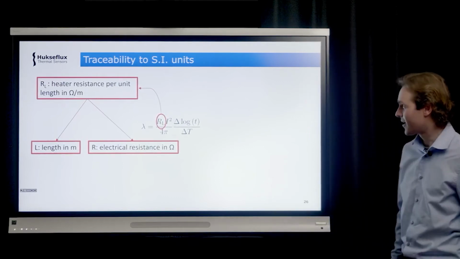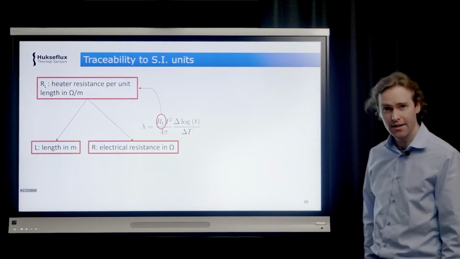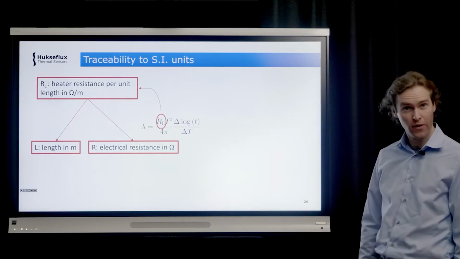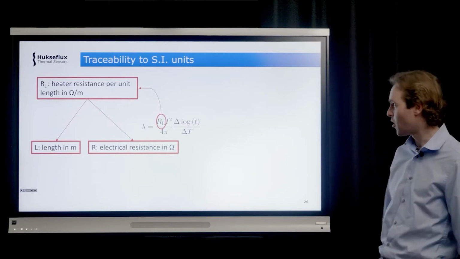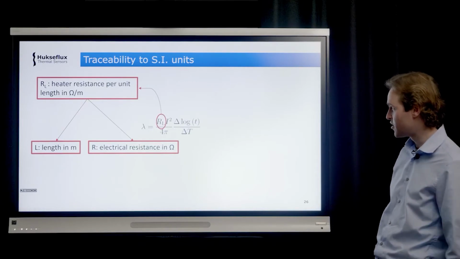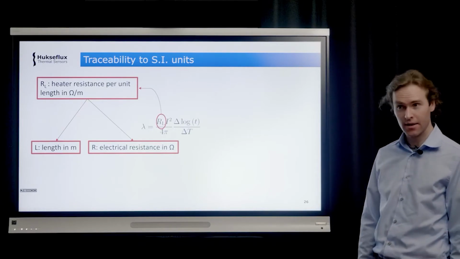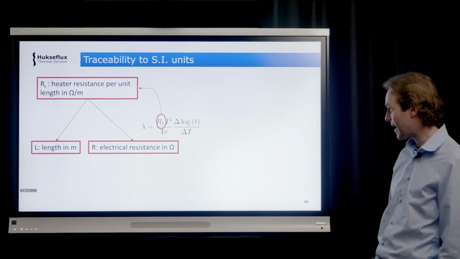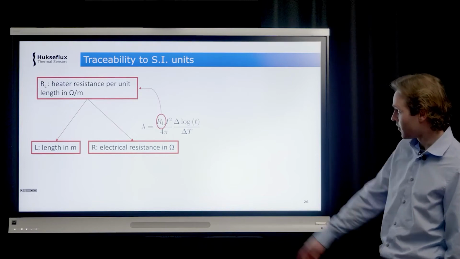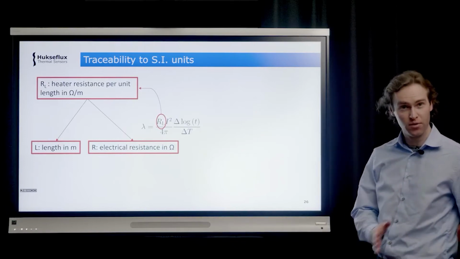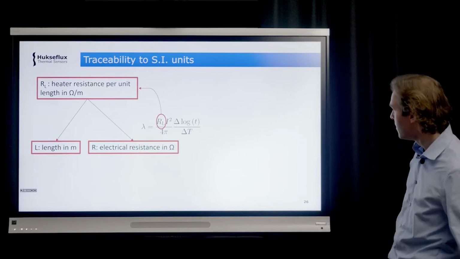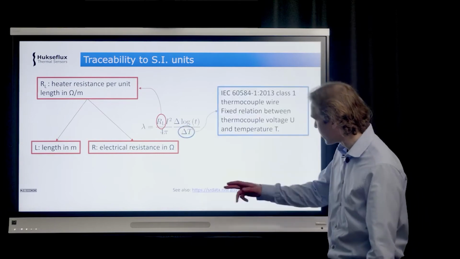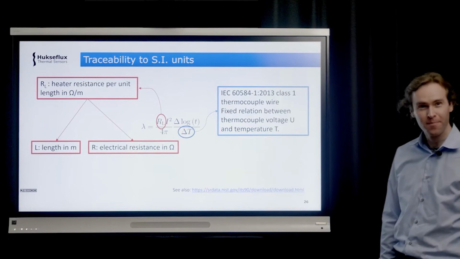The heater resistance per unit length is determined during production. It can be found on the probe itself, so it's engraved on the probe, and it can also be found on the calibration certificate. And this is literally determined using a calibrated ruler and a calibrated multimeter. So this is traceable to the units of meter and the units of ohm. The next quantity we need to look at is the temperature.